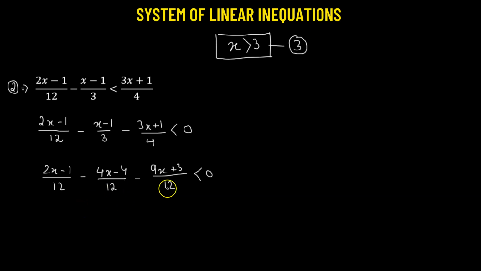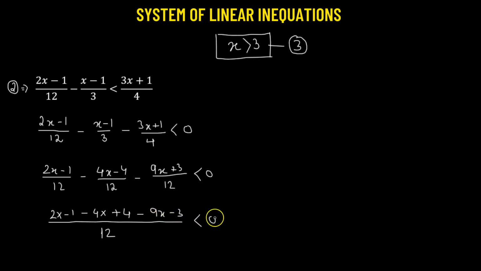Now that we have all the denominators equal, we can combine the numerators. So we have 2x minus 1 minus the quantity 4x minus 4. That gives us 2x minus 1 minus 4x plus 4 minus 9x minus 3.